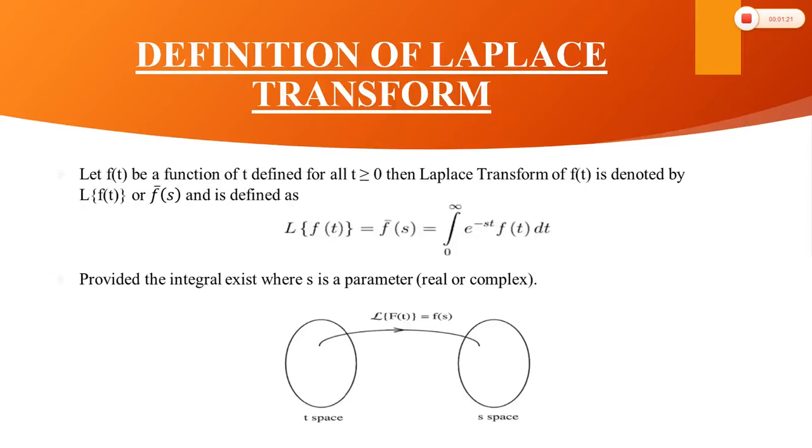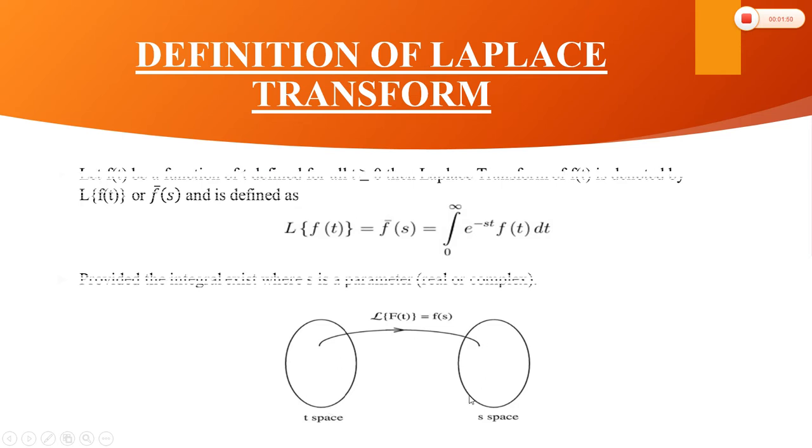So let f of t be a function of t, and this function is defined for all values of t greater than or equal to 0. Then the Laplace transform of this function is denoted by F of s, and it is represented by the formula: integral from 0 to infinity of e to the power minus s t times f of t dt. By using Laplace transform, I am able to convert a function which is in t space into a function in s space.